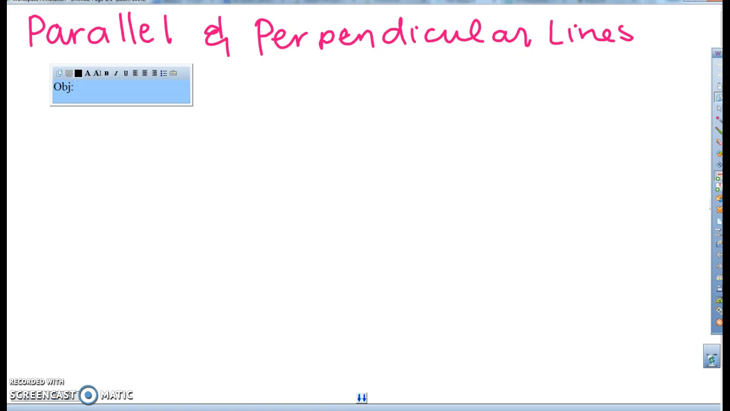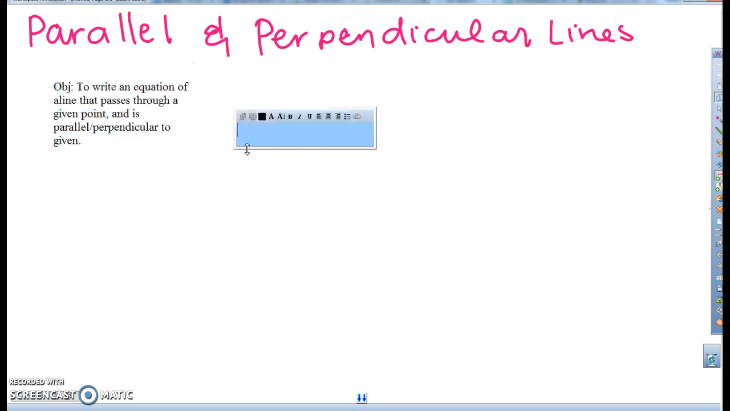And our objective today, by the end of this lesson, you should be able to write an equation of a line that passes through a given point and is either parallel or perpendicular to that given line, okay? So we want to write equations of lines that are parallel or perpendicular.